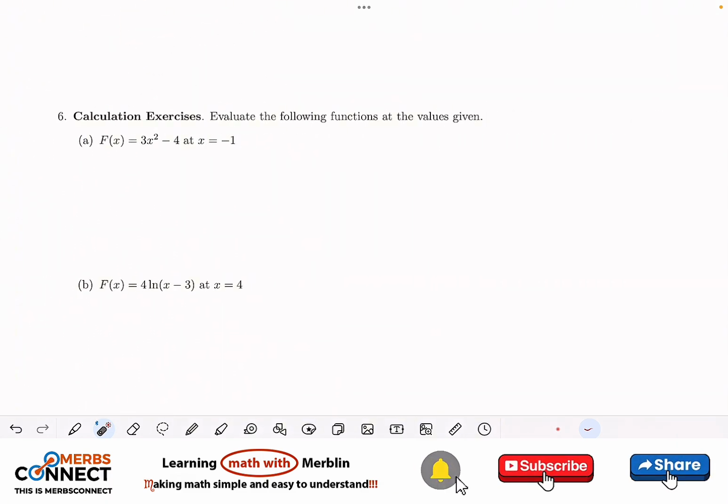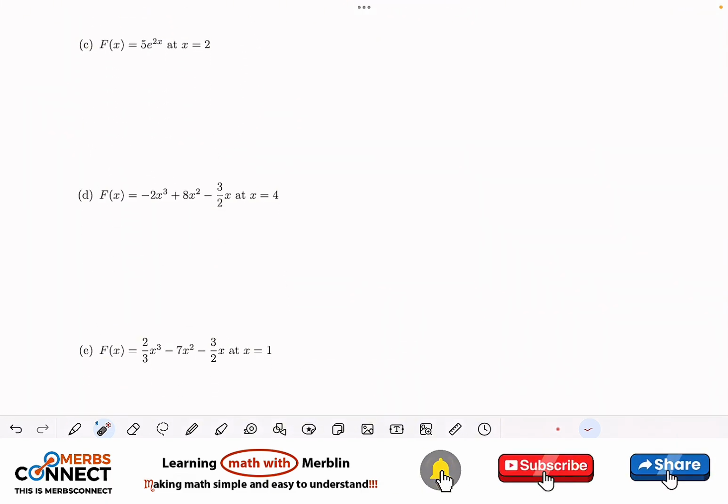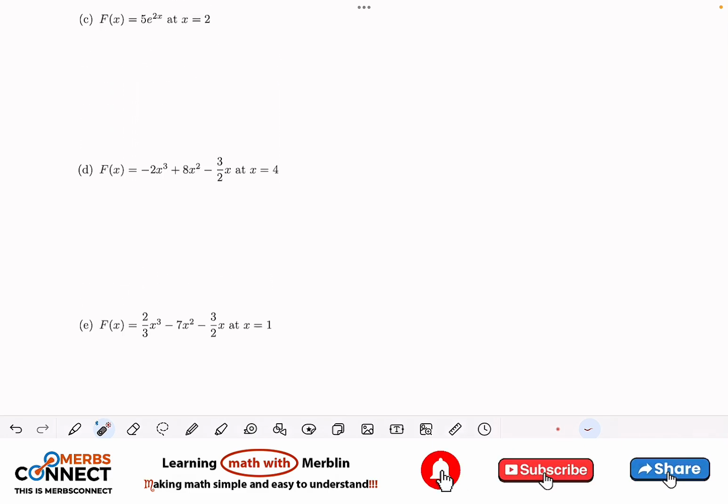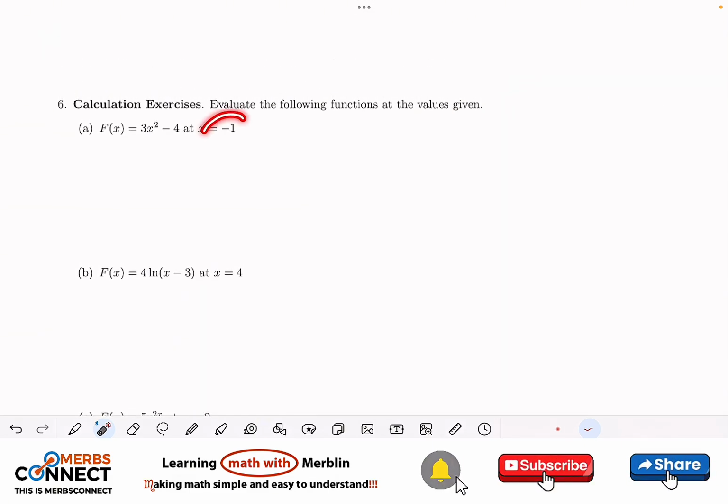All right, so now you can have fun with question 6. Just doing some substitution here. Just plug in 1 inside this, 4 inside this, and just have some fun.